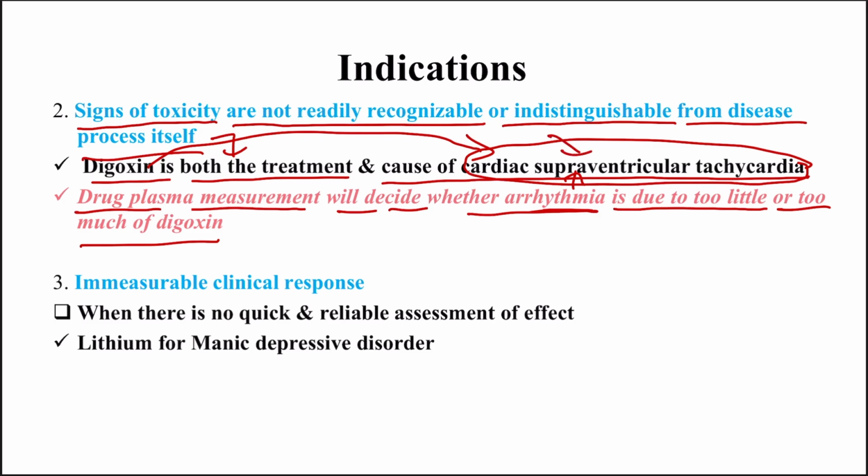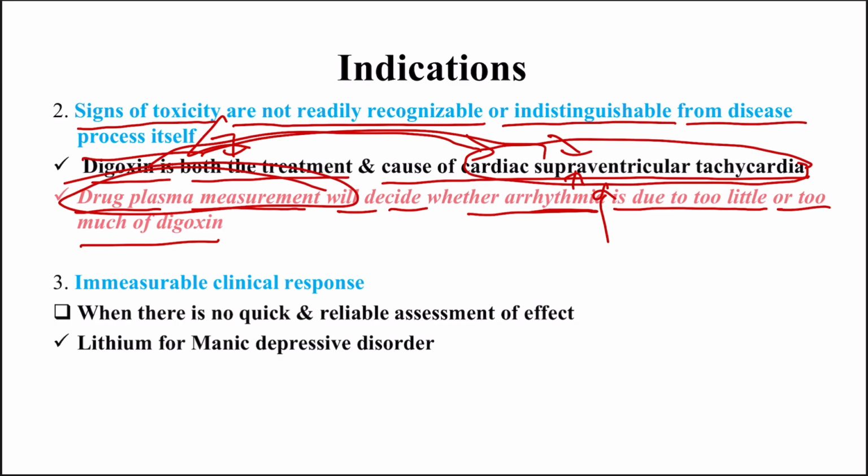So for differentiating between them, what is going to help us is the plasma concentration of the particular drug. If it is very high, then we can understand that the cardiac supraventricular tachycardia is due to digoxin. If it is less, then we can understand that the cardiac supraventricular tachycardia is due to the pathology in the individual, and digoxin level has to be increased in that case.